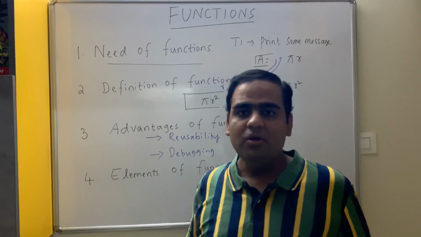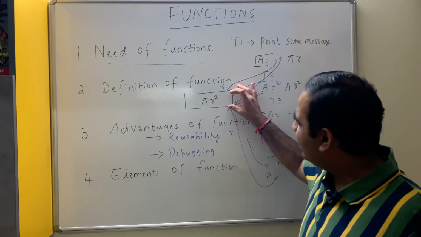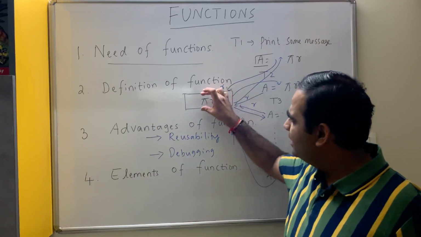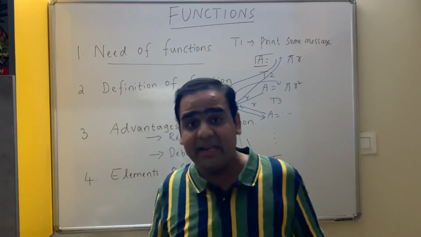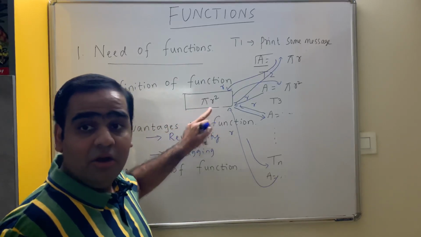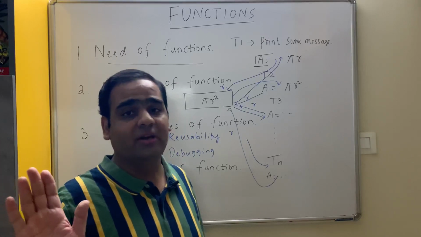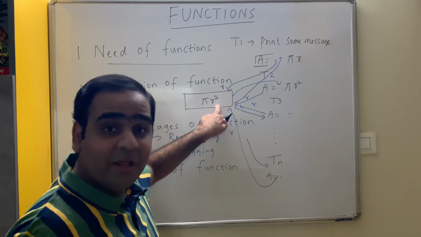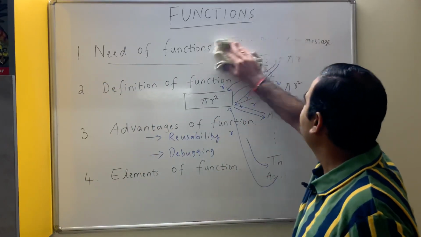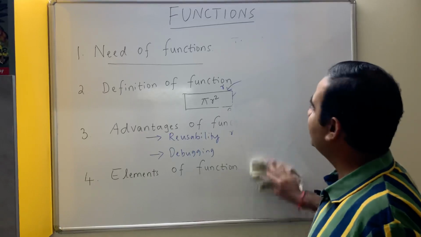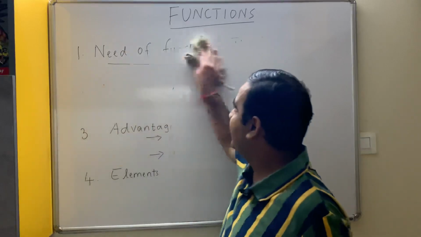Now let us come to the definition of the function. Now what is a function? You can see a function is a block of code which is doing a specific task. Is it finding anything other than the area of circle? No, it is only finding the area of circle. Even if you ask the function, please give me the perimeter, it says, boss, I do not know how to find the perimeter. The only thing that I know is to find the area of circle.